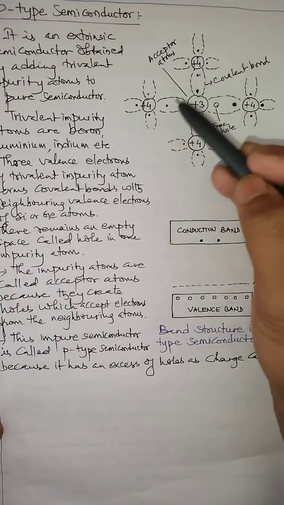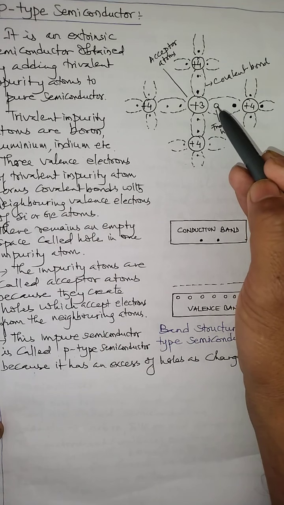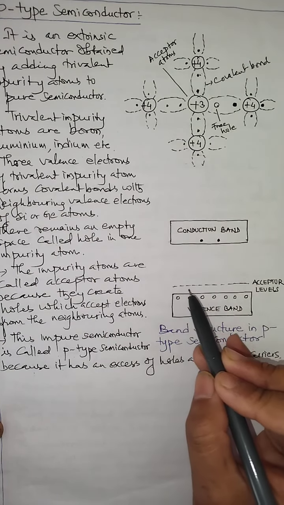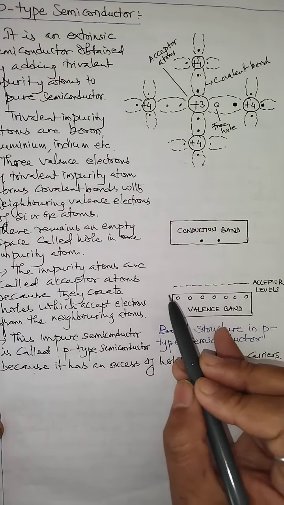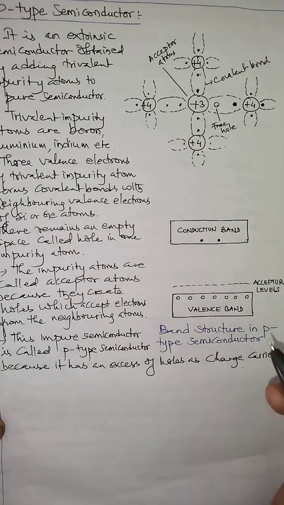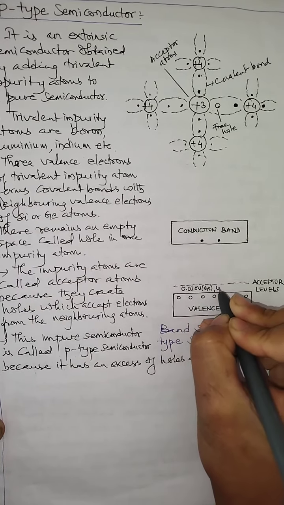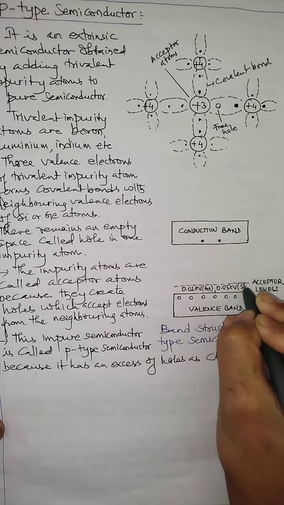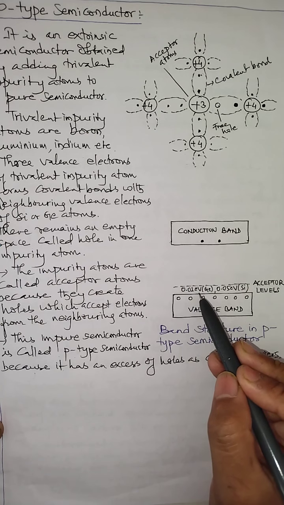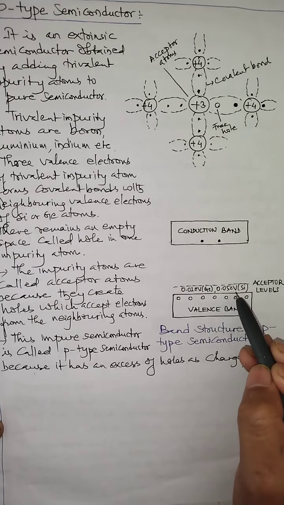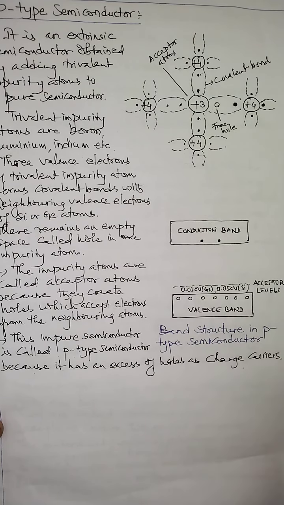Now the number of impurity atoms that you add determines the number of free holes created. These free holes acquire an energy level, and this energy level acquired by the free holes will be just above the valence band. This energy level will be almost 0.01 electron volt in the case of germanium and 0.05 electron volt in the case of silicon, just above the valence band. This level of energy acquired by the free holes is also called the acceptor level.